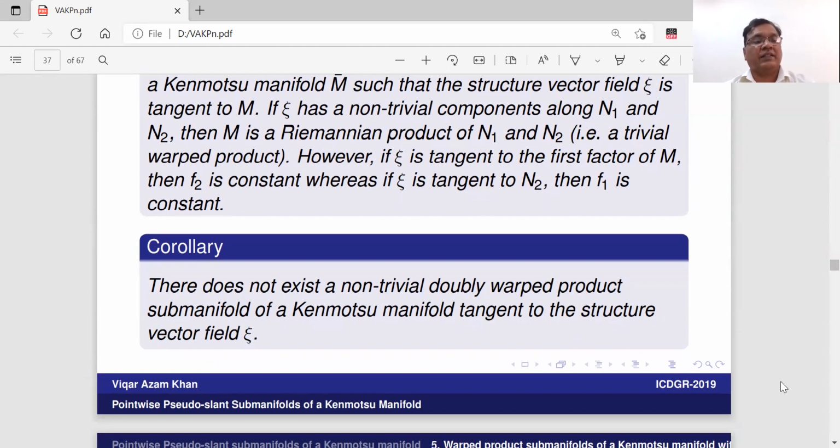So it says that there does not exist a non-trivial doubly warp product submanifold of a Kenmotsu manifold tangent to the structure vector field. So keep in mind, not only are we ruling out pseudo-slant warp products, we are ruling out the existence of all doubly warp product submanifolds inside a Kenmotsu manifold. We have taken all these things case by case.